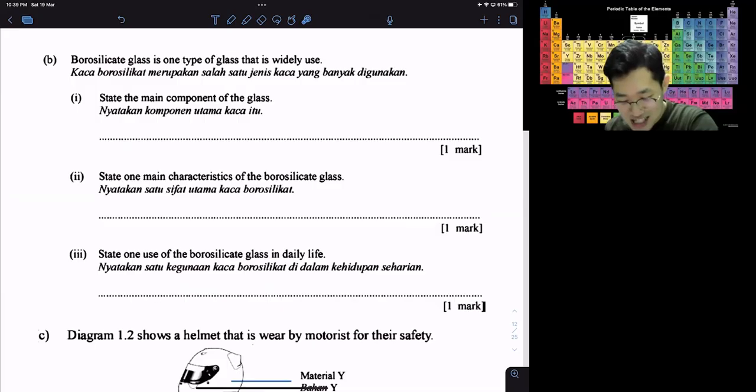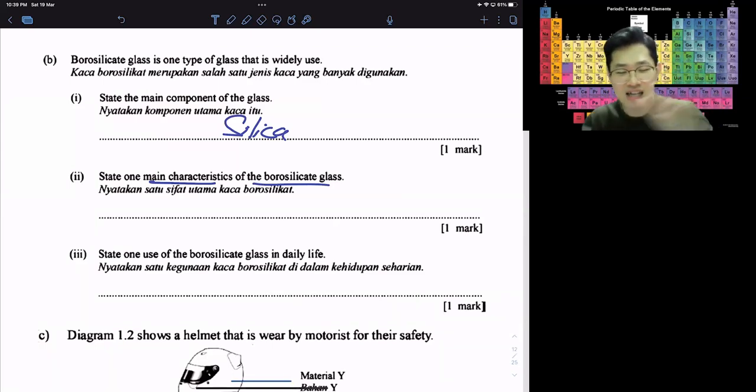Borosilicate glass is one type of glass that is widely used. Glass, silica, okay? Main characteristic of borosilicate. What is that already? Give me the borosilicate one. I don't want the general one.